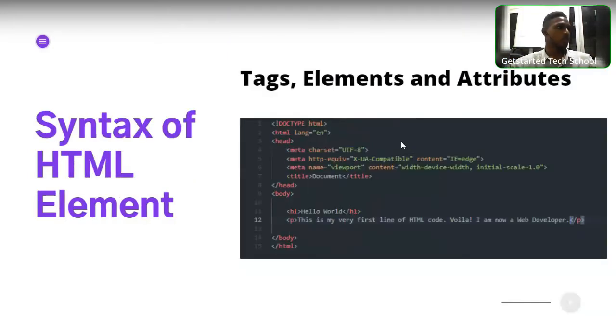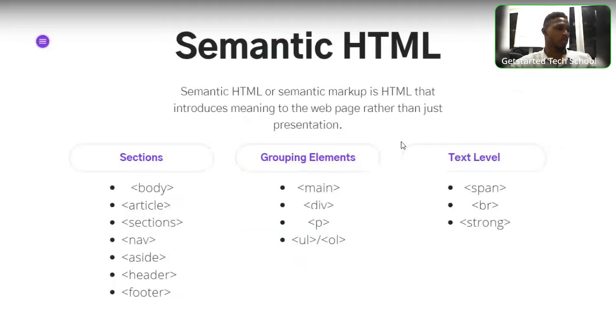Then we talked about the syntax of HTML elements. We talked about tags, elements, and attributes. And if you can remember what I said, attributes give more details to a particular element. Then we talked about semantic HTML. Of course, you can see the definition there.